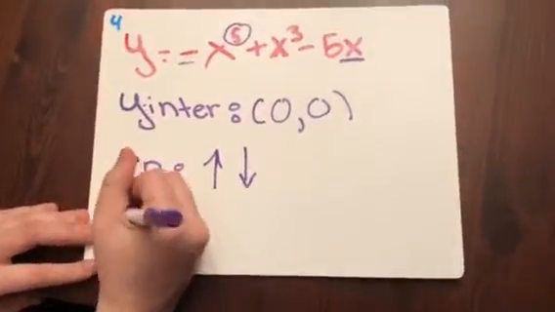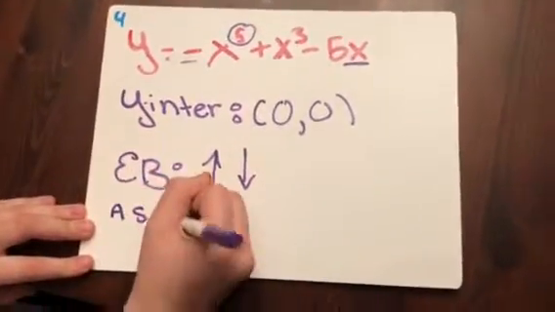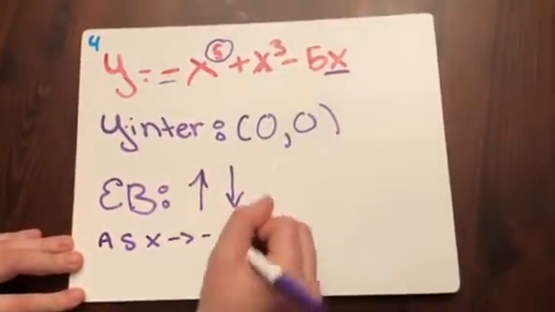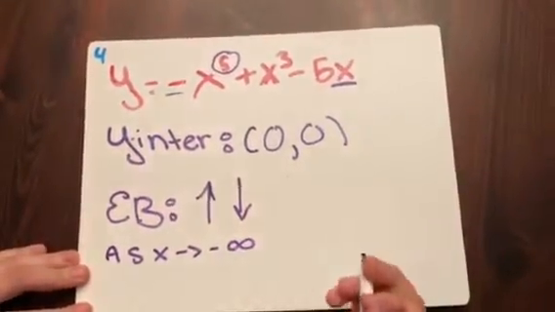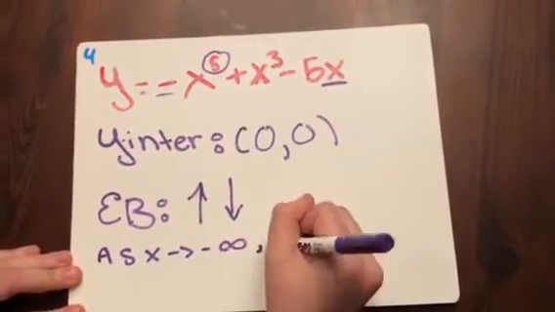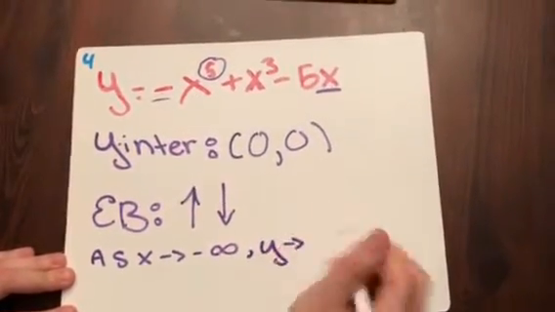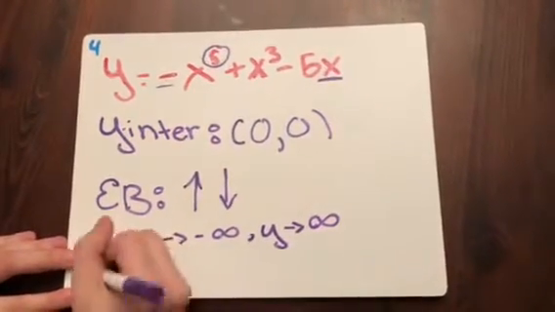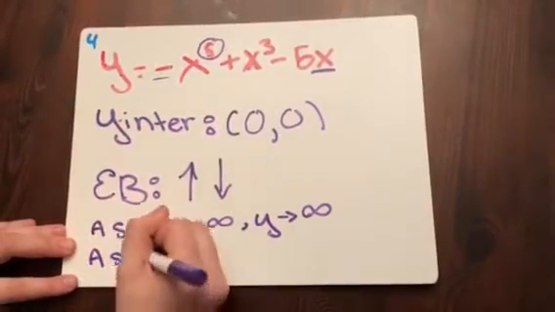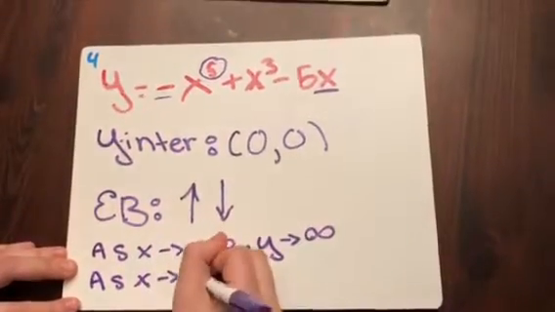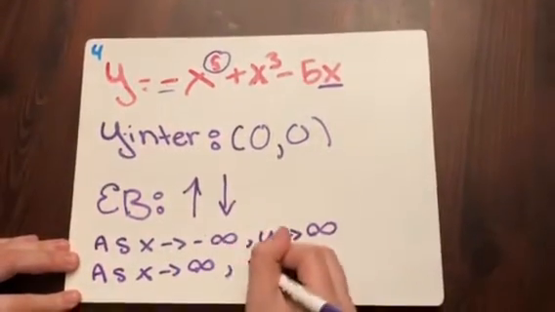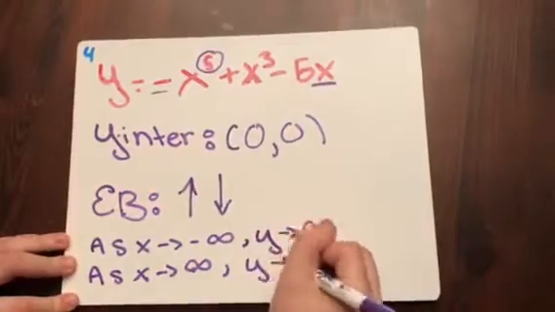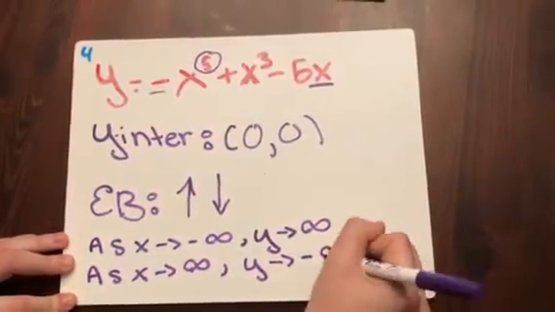In infinity notation, this would look like as x is approaching negative infinity, or getting smaller and smaller and smaller, y is approaching positive infinity, or getting greater and greater and greater. This would also mean as x is getting towards positive infinity, y would be getting towards negative infinity.